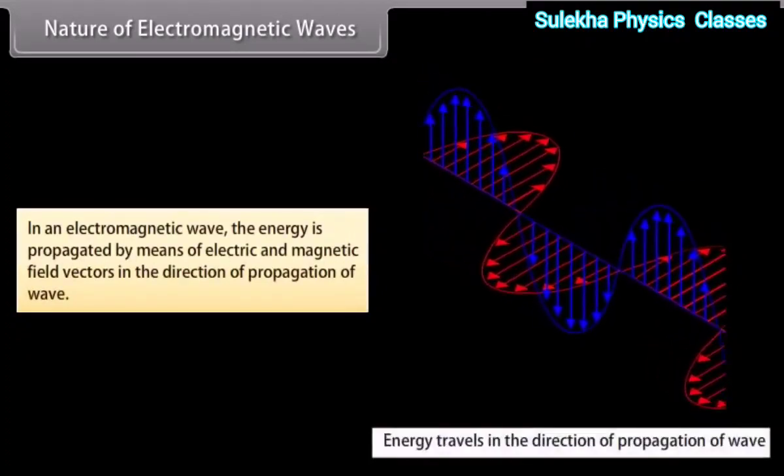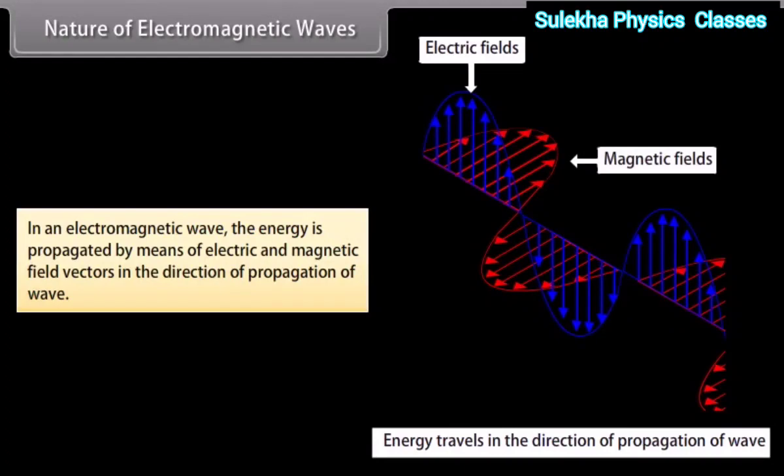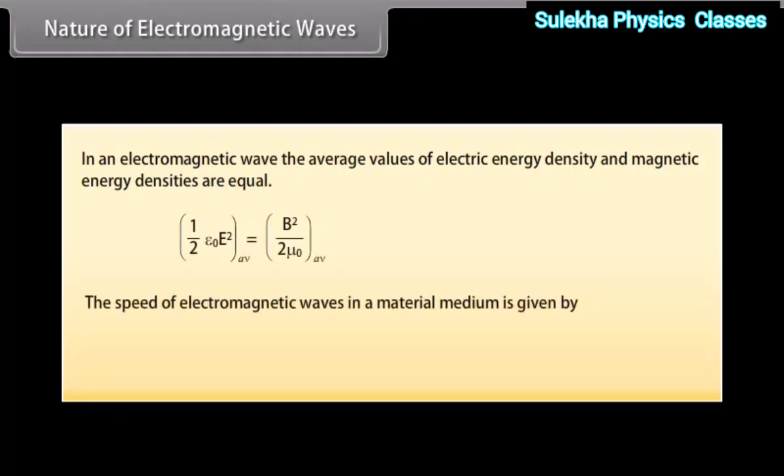In an electromagnetic wave, the energy is propagated by means of electric and magnetic field vectors in the direction of propagation of the wave. In an electromagnetic wave, the average values of electric energy density and magnetic energy density are equal. The speed of electromagnetic waves in a material medium is given by the relation v is equal to C upon n.